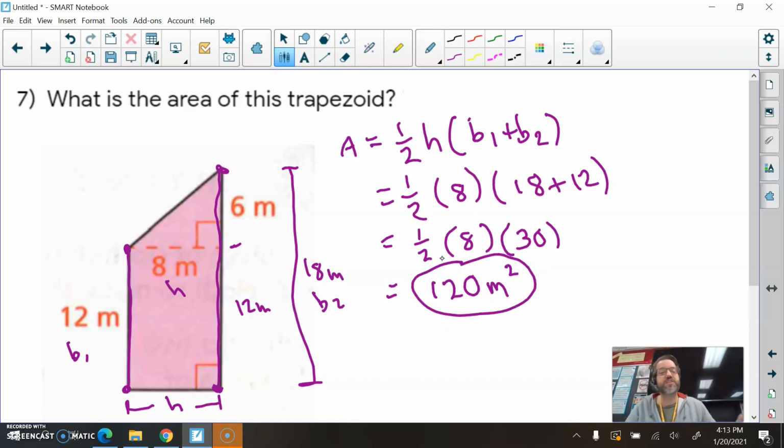But again, the trick on this problem was knowing that the bases are the sides that are parallel to each other. And the height, instead of going up, down, it goes left, right, because it's the distance between those two bases. All right, one more here.